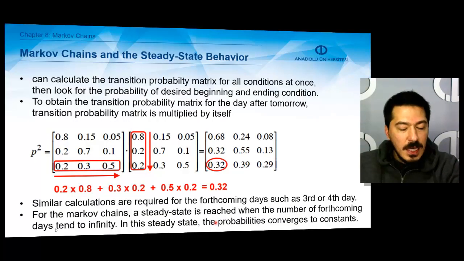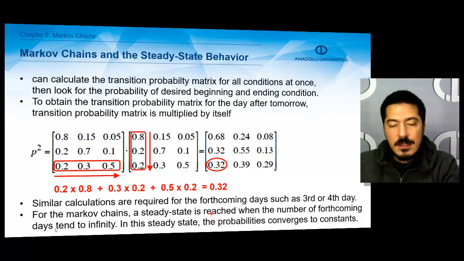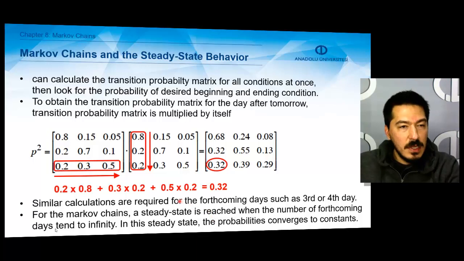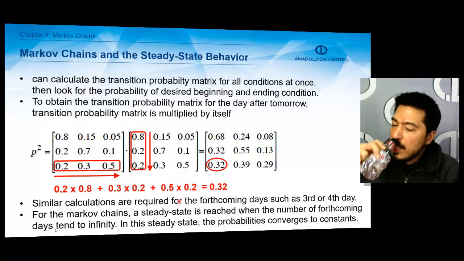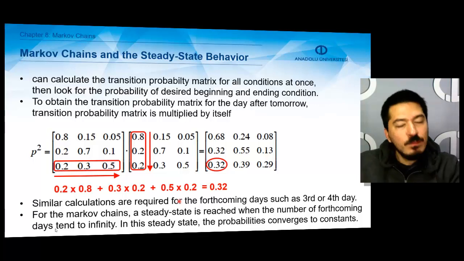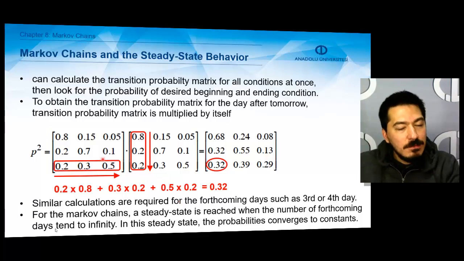The same probability can be reached in an alternative way by calculating the transition probability matrix for all conditions at once, then looking for the probability of the desired beginning and ending condition. In our case, the beginning condition was rainy and the ending condition was sunny. To obtain the transition probability matrix for the day after tomorrow, the transition probability matrix is multiplied by itself. As you can see, this is a matrix multiplication, and it differs from a normal multiplication operation.